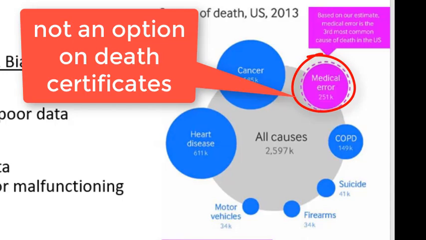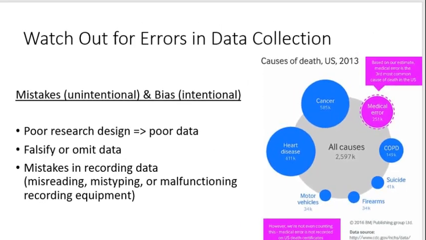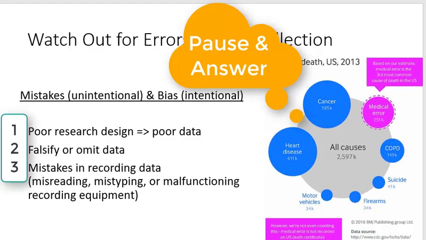The authors of this study were pointing out that there's an error in data collection for cause of death, and that it's incredibly important these causes of death be recorded so that we can address the problem. What type of an error in data collection would this article be pointing out?